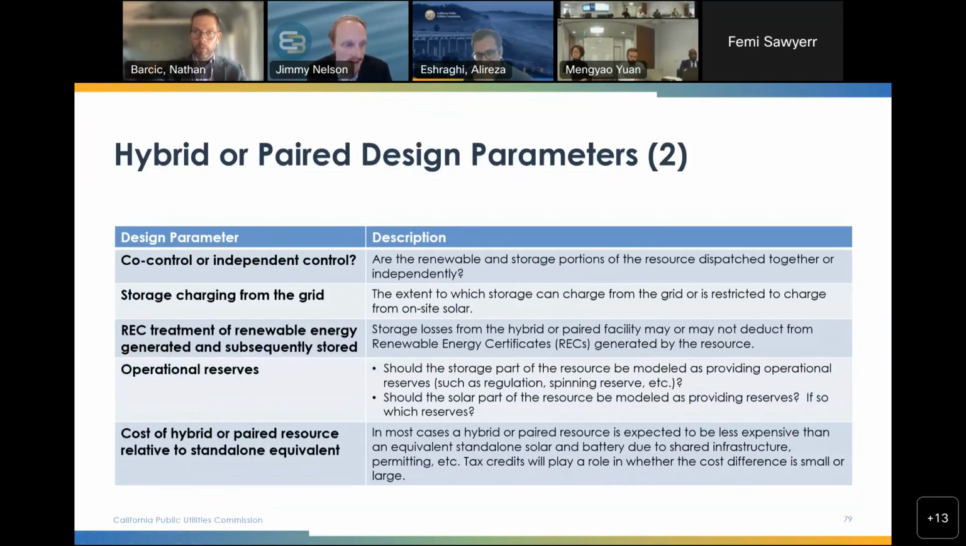Going to more of the dispatch type parameters, should the hybrid or paired resource be co-controlled or independent control? And that's getting to the definition itself of whether it's a hybrid or a paired resource. Should the storage be able to charge from the grid? There could be updates to that in response to the recent passage of the IRA. Should RECs generated from a solar facility, the solar part of a paired facility or hybrid facility, when those are stored and there's storage losses, how do you count those storage losses? Do you count them against the amount of RECs you generate or not? How should the facility be limited in providing operational reserves? And what is basically the cost delta of the hybrid or paired resource relative to its standalone equivalent? Next slide.